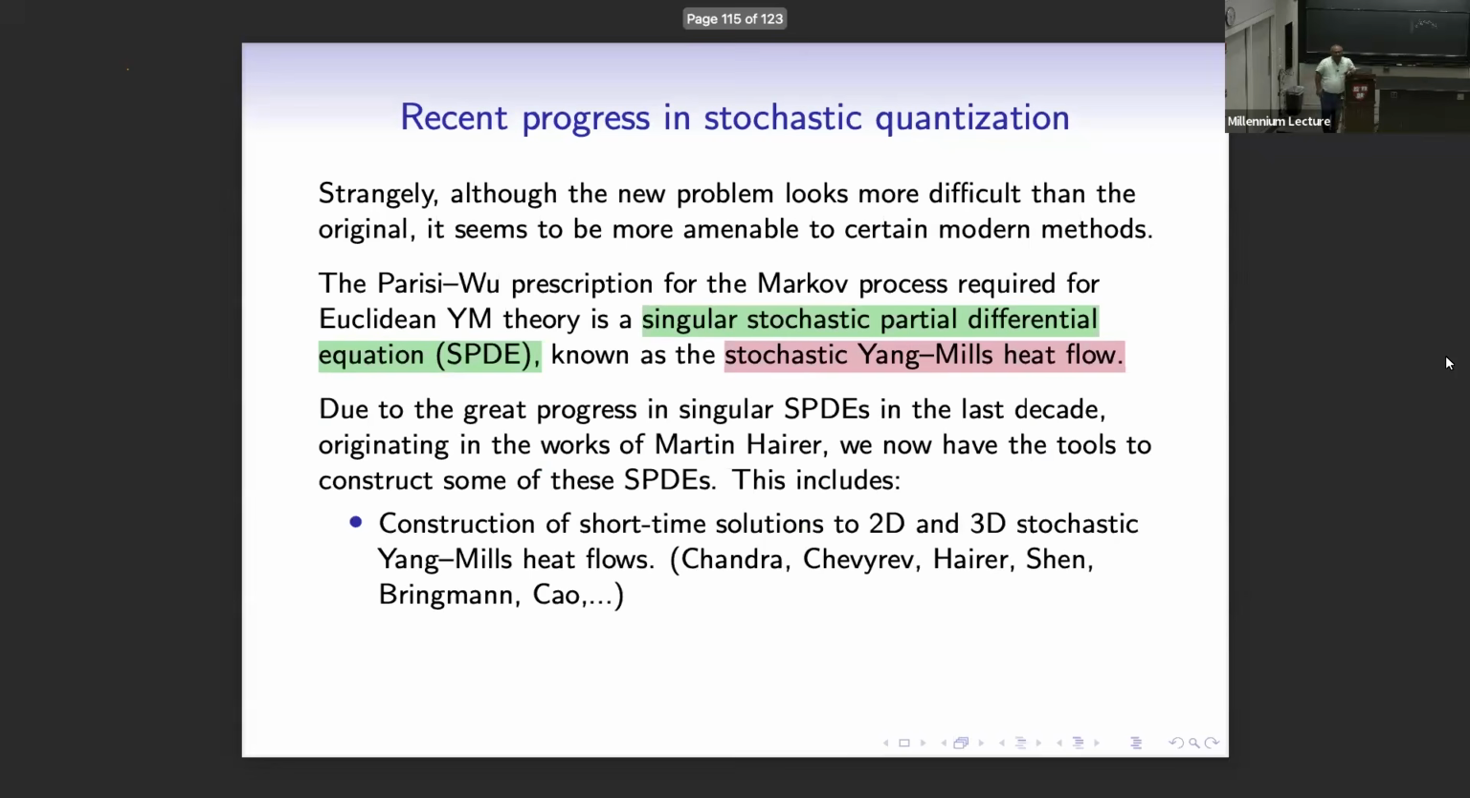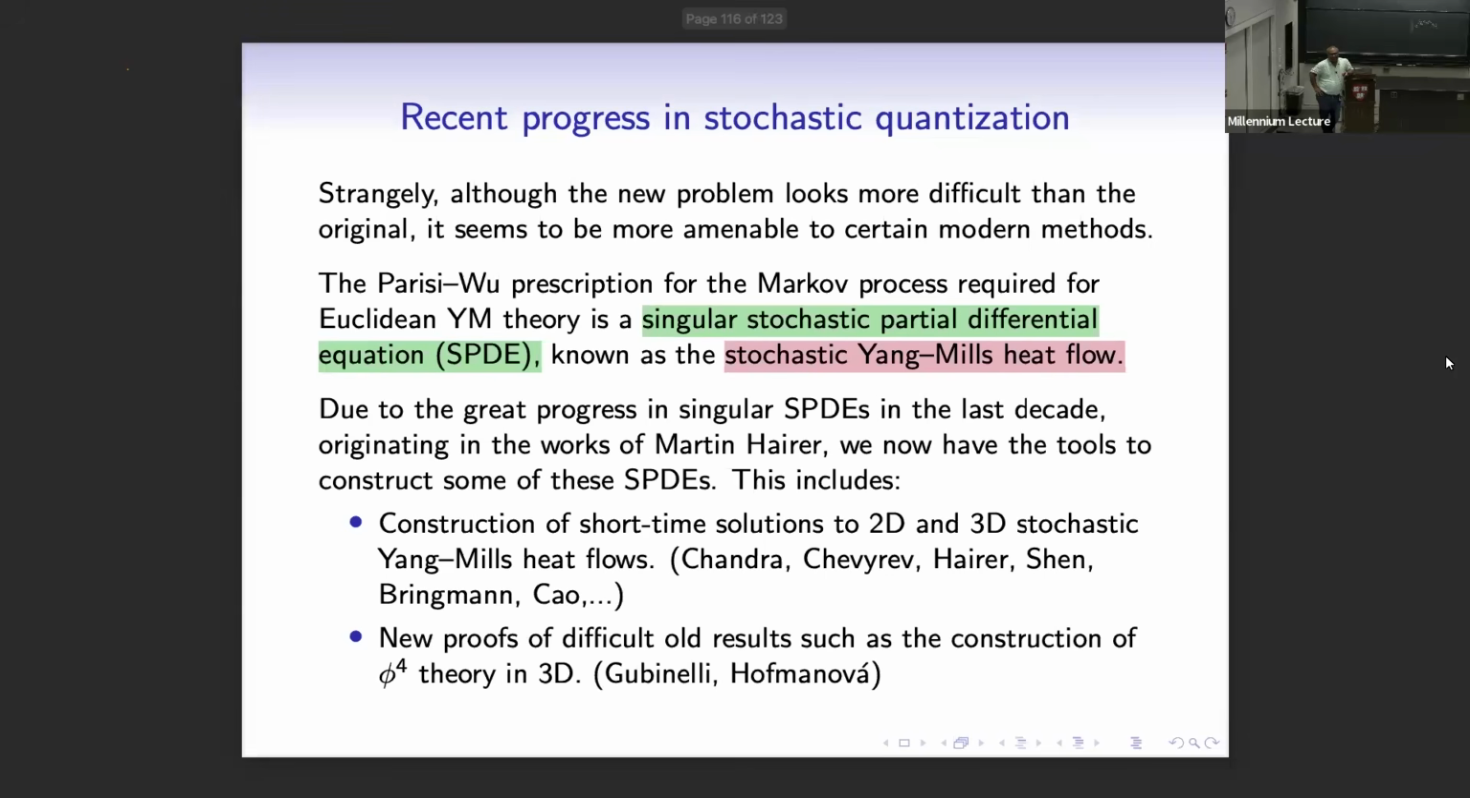So what has been done is the construction of short-time solutions to 2D and 3D stochastic Yang-Mills heat flows by a long list of authors. And also there are new proofs of some difficult old results, such as the construction of Phi-4 theory in 3 dimensions using these tools. So that's what has been going on.